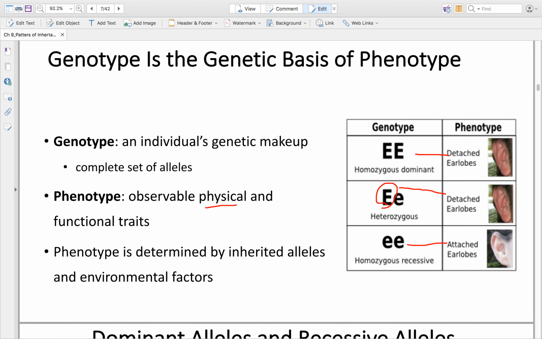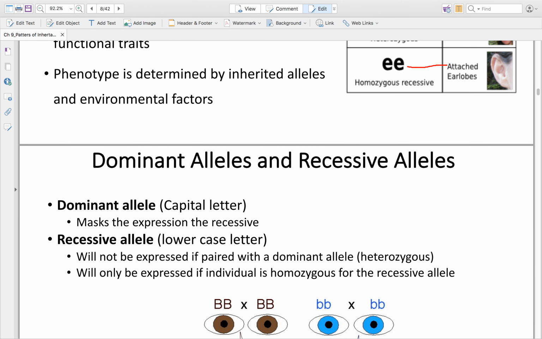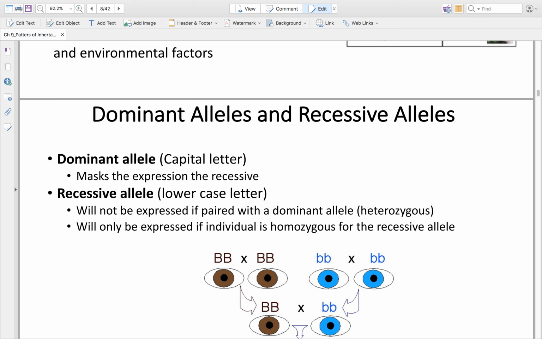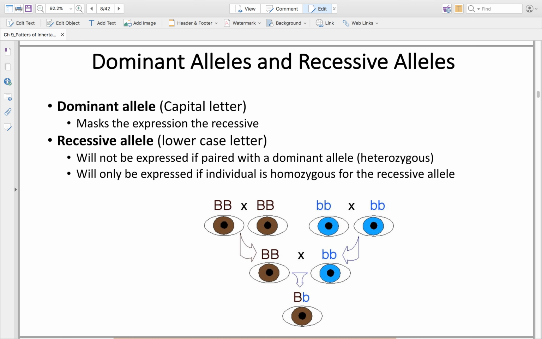Okay, so those terms are important because when we move on to solving Punnett squares, we are going to use those terms quite a bit. Now, it's important to understand a couple rules about dominant and recessive. Dominant alleles are expressed with a capital letter, and they mask the expression of the recessive letter.